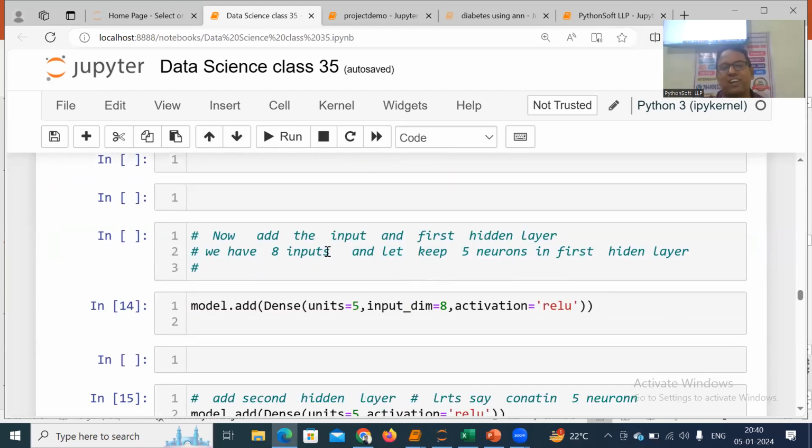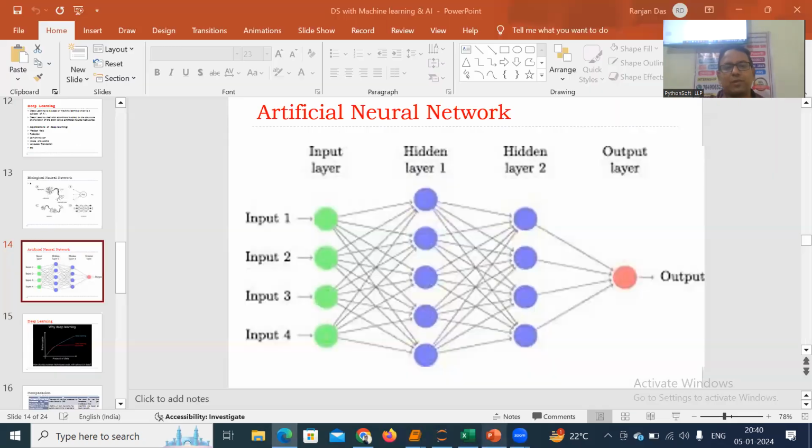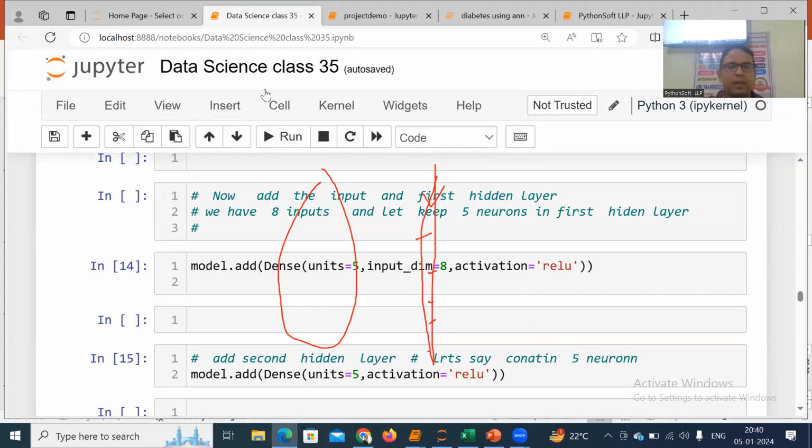Then suppose the first hidden layer. First hidden layer means this one. This is the input. How many inputs? Four inputs. How many hidden layer neurons? One, two, three, four, five neurons. In diabetes, how many inputs are there? Eight inputs are there in the diabetes data. So for the first layer, what I'm doing here, the input is eight. I will create the first layer.